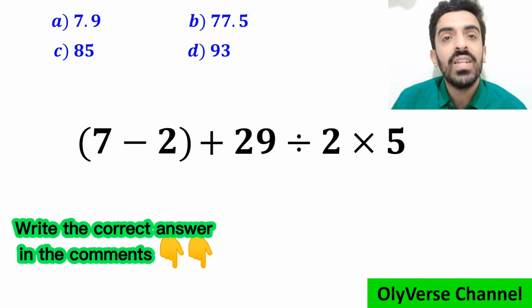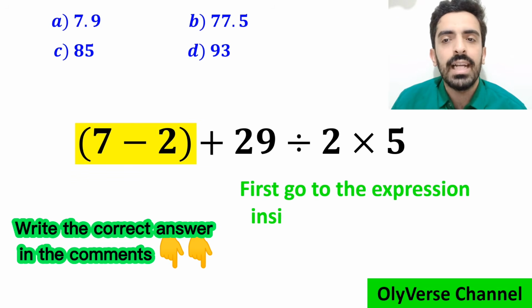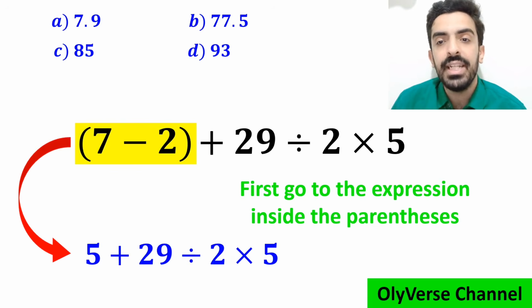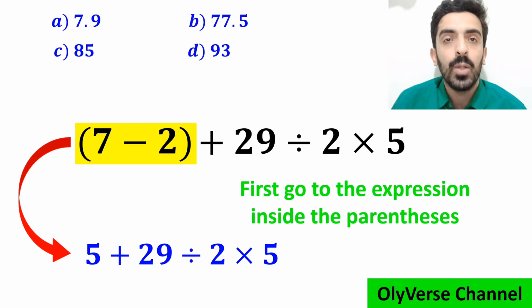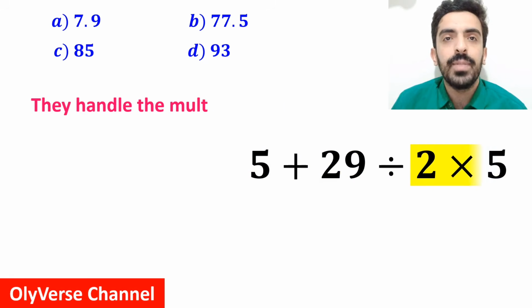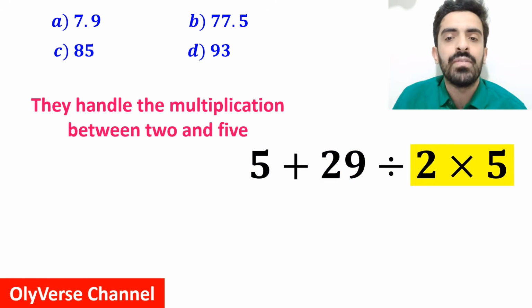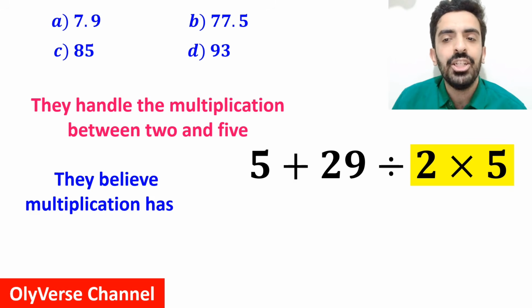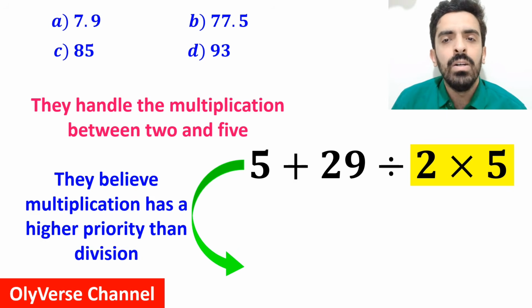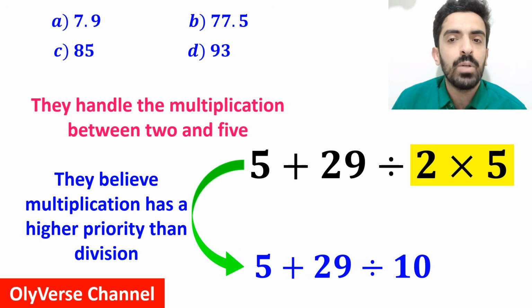Also, some other people, when solving this question, first go to the expression inside the parentheses and write this expression as 5 plus 29 divided by 2 multiplied by 5. In the next step, first they handle the multiplication between 2 and 5 because they believe multiplication has a higher priority than division. So, they rewrite this expression as 5 plus 29 divided by 10.